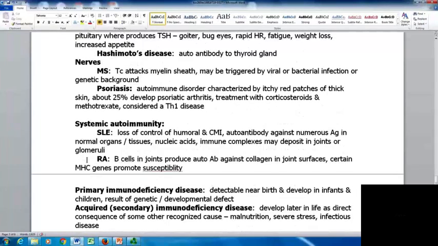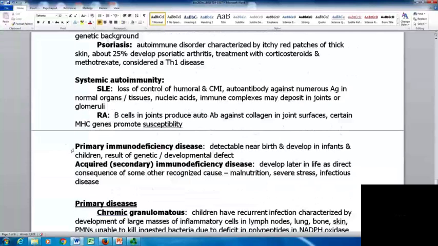With systemic autoimmunity, it will affect more tissues. So with the SLE, the lupus, you have loss of control of the humoral and cell-mediated immunity. Autoantibodies can form against numerous antigens in the normal organs and tissues and nucleic acids, and then the immune complexes can deposit in the joints or glomeruli. And rheumatoid arthritis, where the B cells in the joints will produce autoantibody against the collagen in the joint surfaces. Certain MHC genes will promote susceptibility.